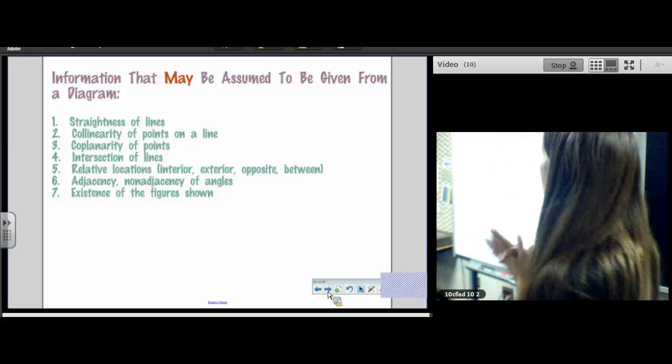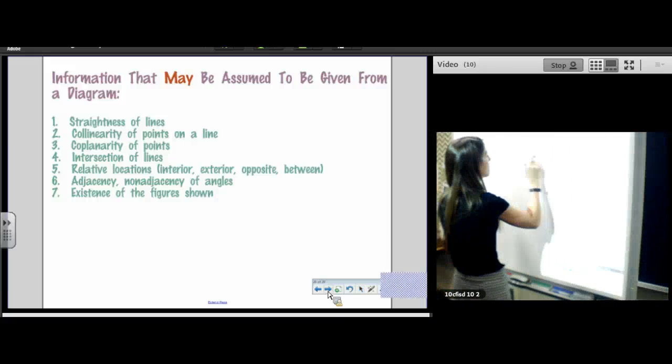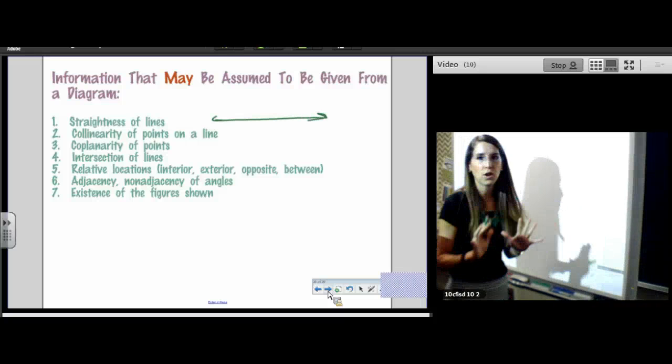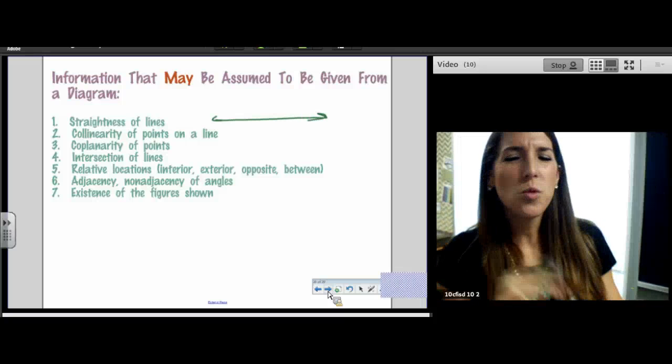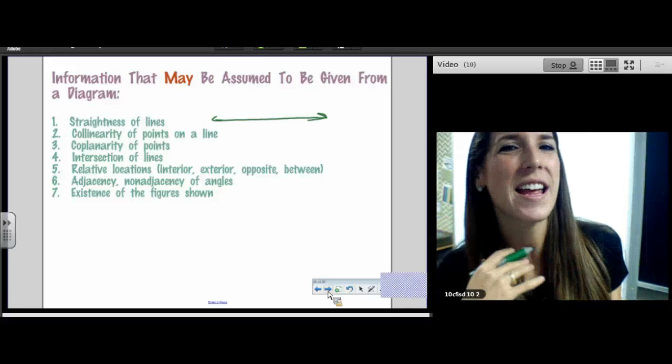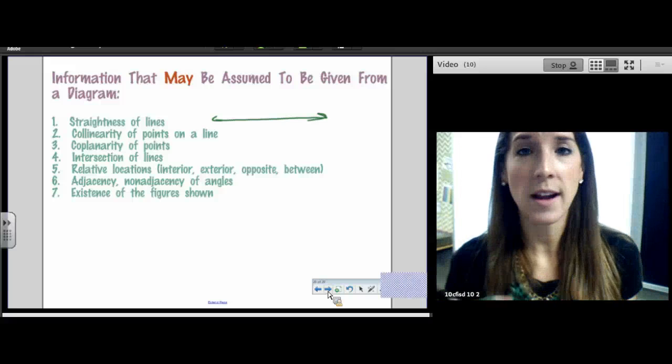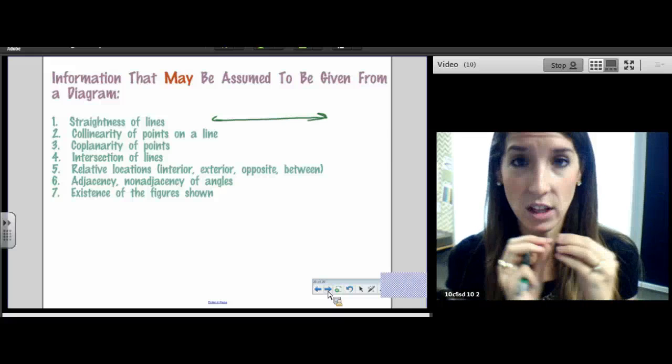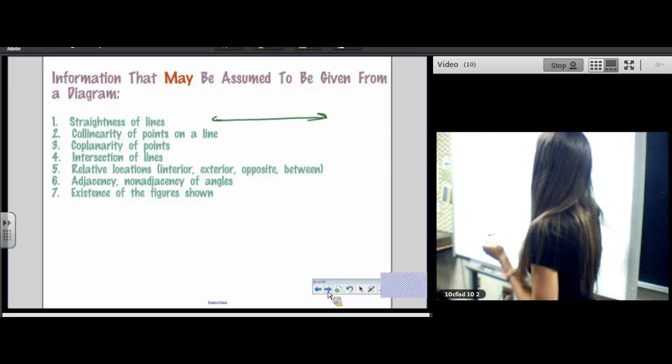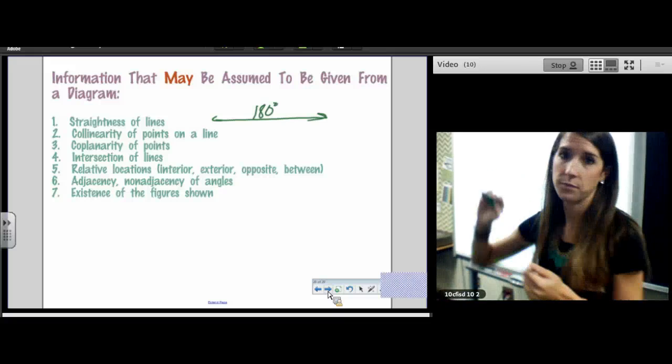We can assume that if a line looks straight, that it is straight. So there's no saying, ooh, that's almost, what if that's 179 degrees and not 180? No, if it looks straight, you are allowed to assume that it's a straight line. That's allowed.